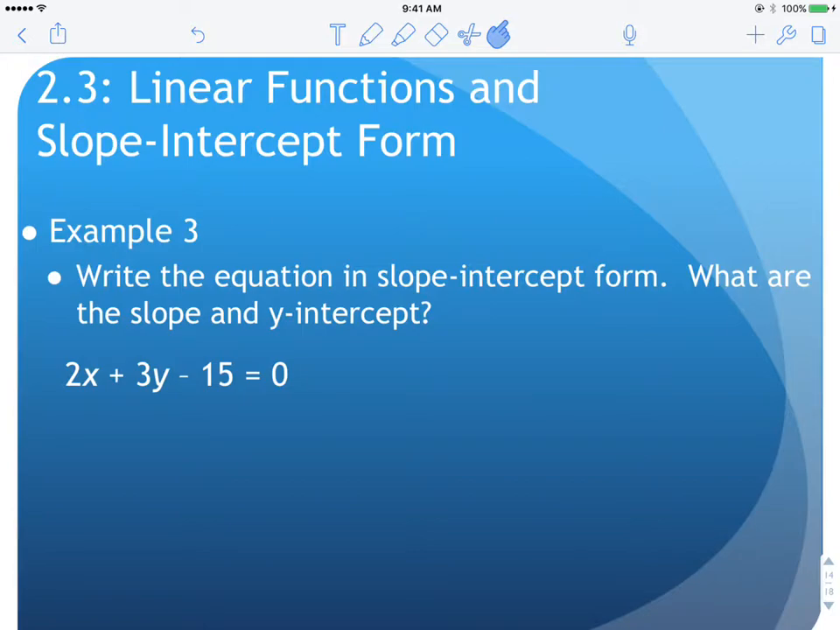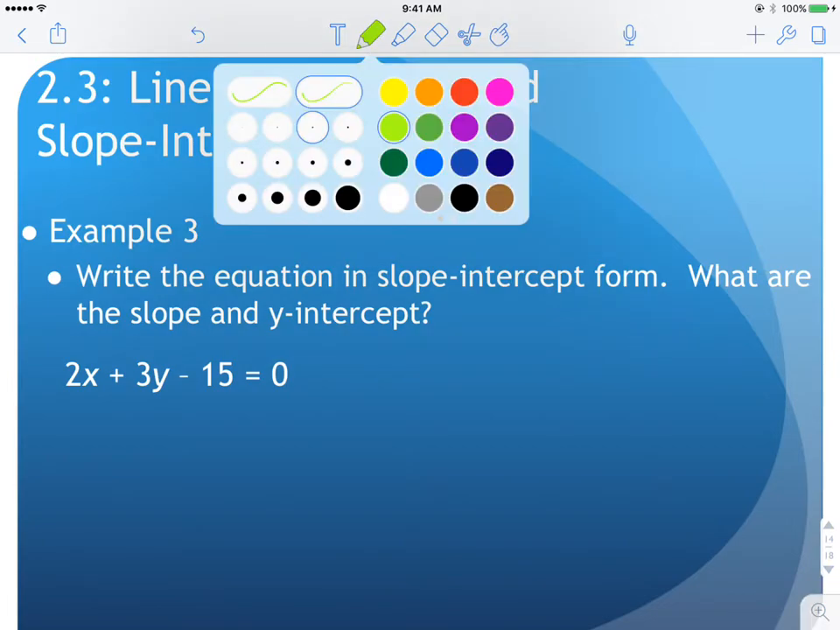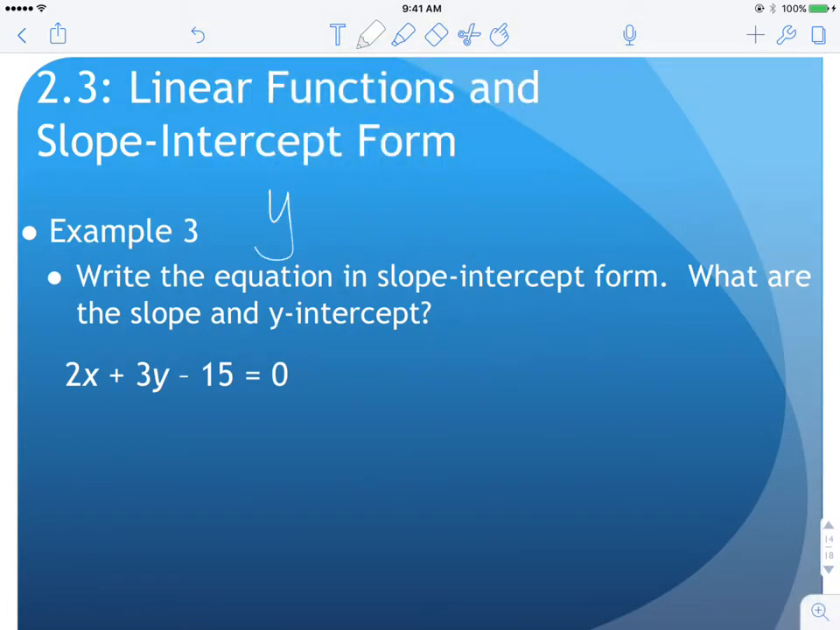Now we want to write an equation in slope-intercept form, and then identify the slope and the y-intercept. Well, right now it's not in slope-intercept form, because in order to be in slope-intercept form, the y variable must be by itself. So we have to maneuver everything around in order to get y by itself. So right now there's a 2x and a minus 15 that are with the y that we need to move to the other side. So remember, to move to the other side, we're going to do the opposite.